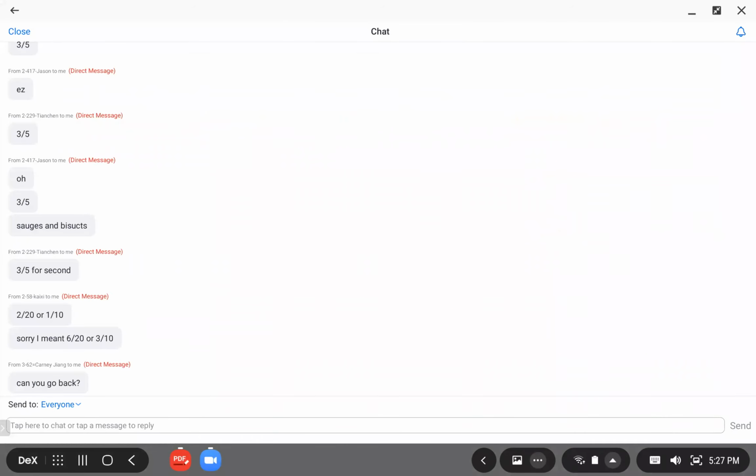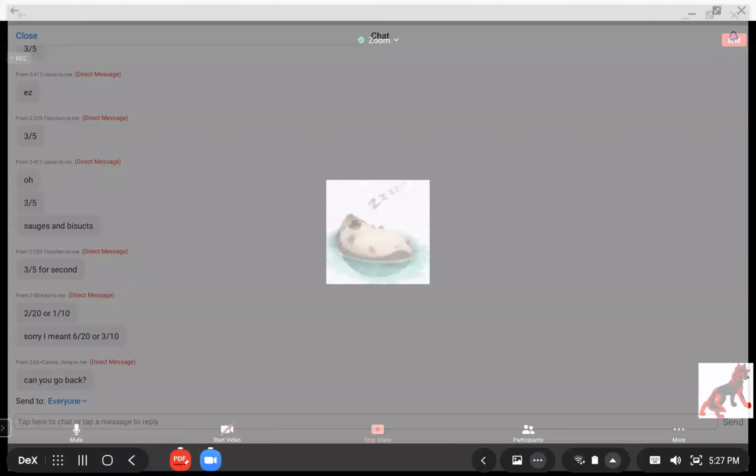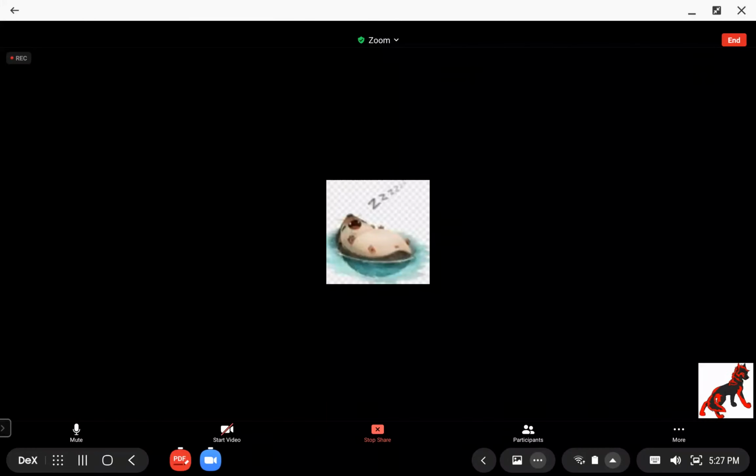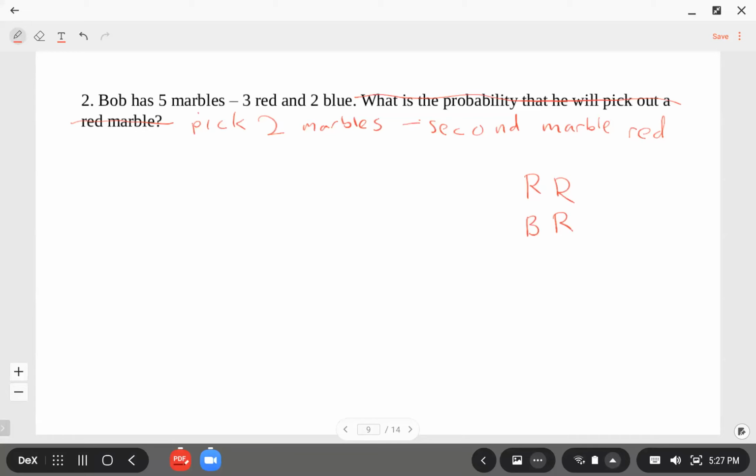Okay, I am back. No answers, so I'll walk you through this one. We have two possibilities: red red or blue red. The probability of red red plus the probability of blue red. That is the addition rule of probability.